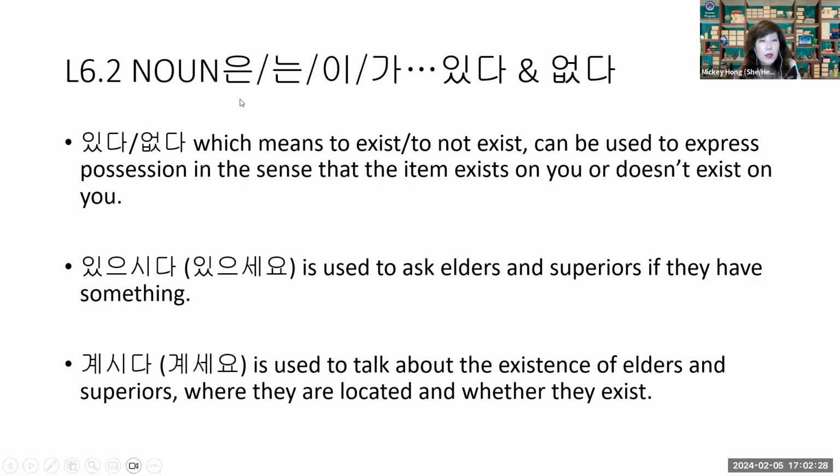Second grammar, noun 는, 이가, 있다, 없다. So 있다, 없다, which means to exist or not exist, can be used to indicate possession, in the sense that the item exists on a person or not. When you mention a person who is older or superior possessing something or having something on them, you use 있으세요. You use 계시다 for the elders or your superiors themselves, for whether they are somewhere or not.